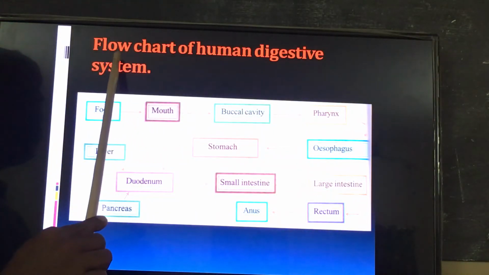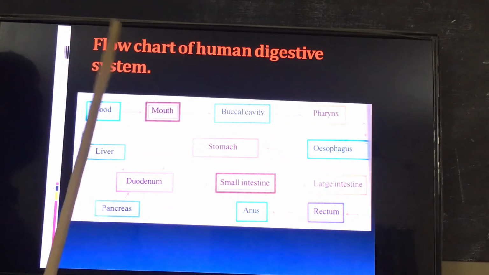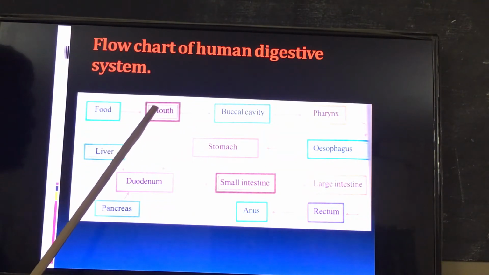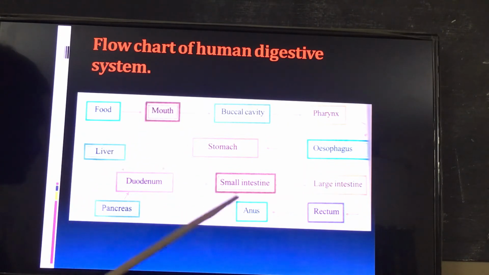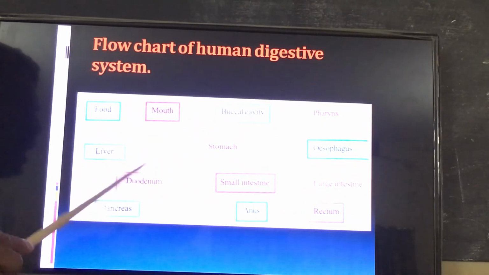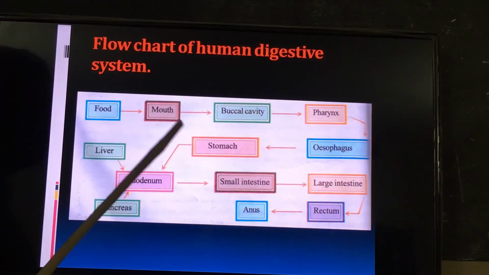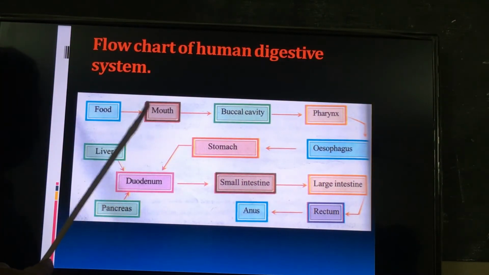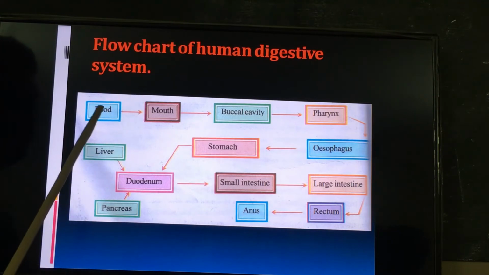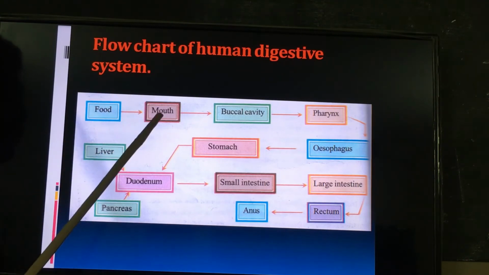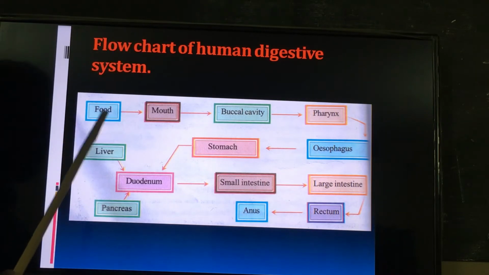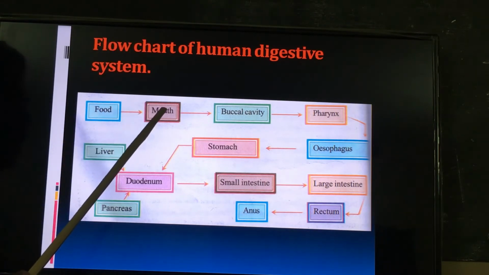Next topic, flow chart of the human digestive system. Already I explained, the human digestive system starts from the mouth and ends with the anus. This flow chart explains the journey of food from mouth to anus. Here, food enters into the mouth, that is called ingestion. Ingestion means intake of food into the mouth.